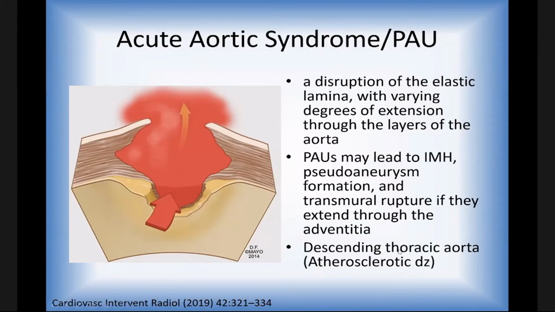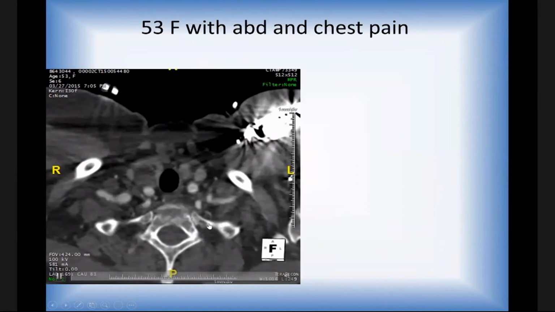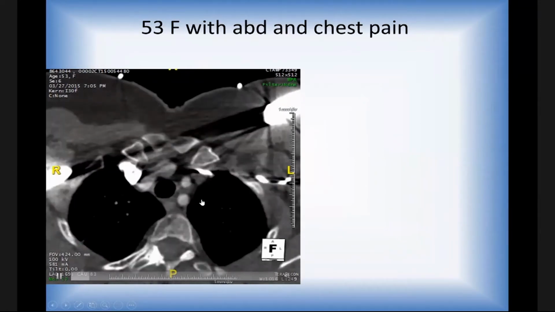We're going to see a CT of a few patients here. This patient is a 53-year-old female with abdominal pain and chest pain. This is the arterial phase, 3 vessel arch.